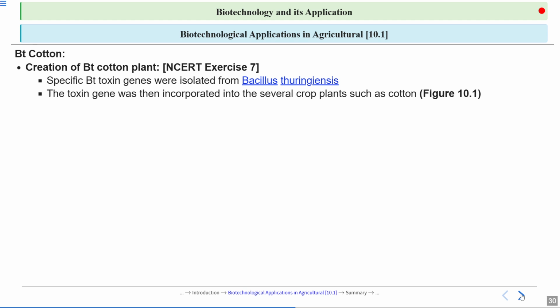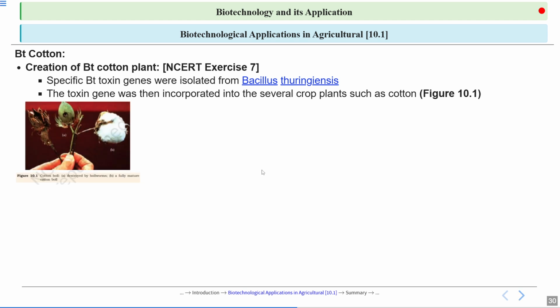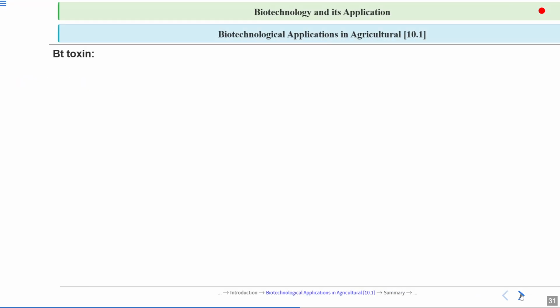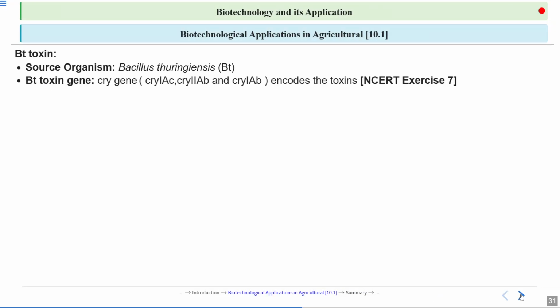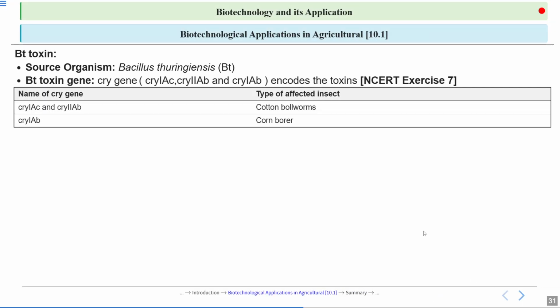First example let's take is cotton. This is an NCERT figure which shows how this cotton boll first has been destroyed by bollworms, whereas the second is a fully mature cotton boll. So what happened? Now this toxic gene we have incorporated into plants such as cotton. Because we have talked about that we have incorporated that gene into the plant.